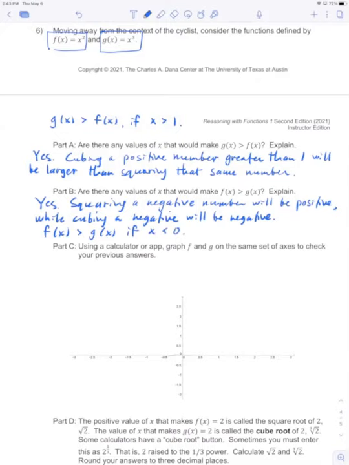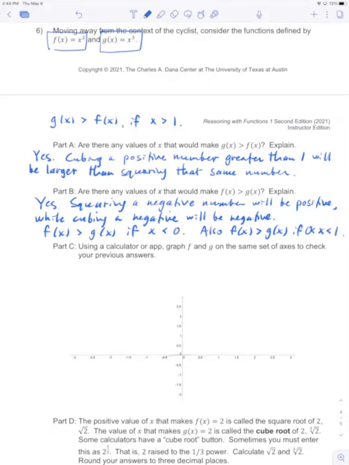There's another case also if x is between 0 and 1. So we could write also f of x will be strictly greater than g of x if x is greater than 0 and less than 1.